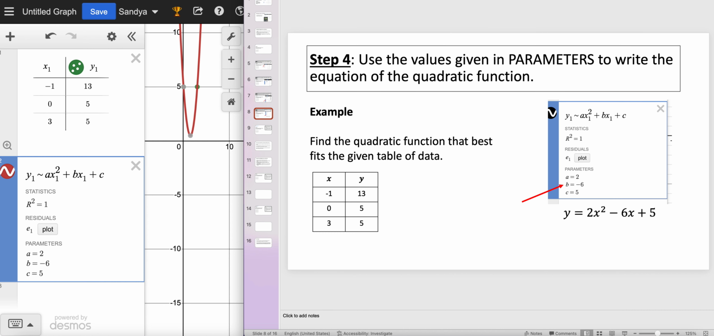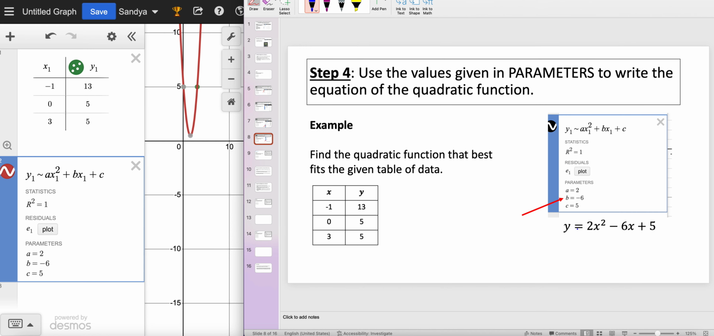Remember, that's based on the fact that general form of a quadratic function is y equals ax squared plus bx plus c. So all we do is substitute in those values of a, b, and c to write our quadratic function.